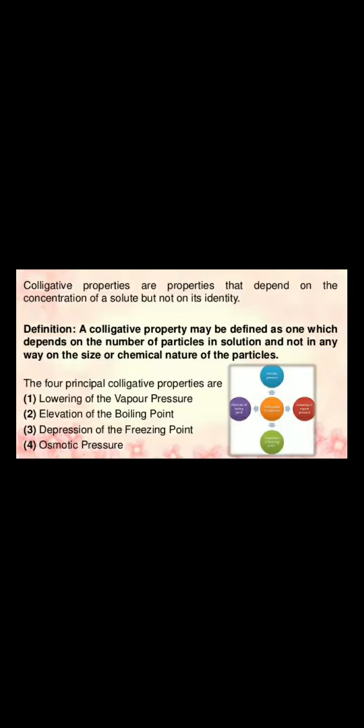There are four principal colligative properties. They are lowering of vapor pressure, elevation of boiling point, third one depression of freezing point, and fourth one osmotic pressure. These are the four colligative properties.